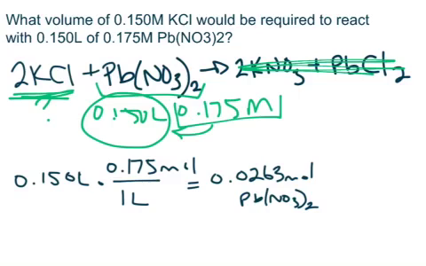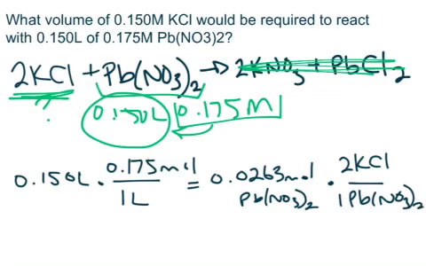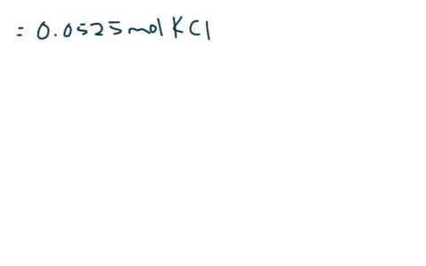Now that we've found moles of lead nitrate, we can do the actual stoichiometry. So we're comparing lead nitrate to potassium chloride. There's 2 potassium chlorides for every 1 lead nitrate. So we're going to take our number of moles and double it. And that gives us 0.0525 moles of KCl.